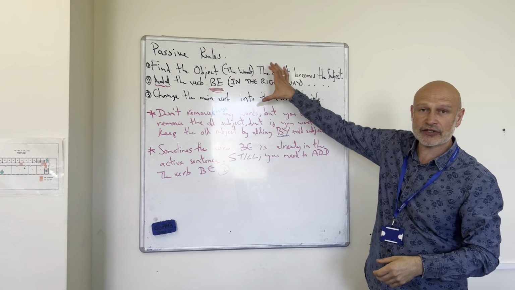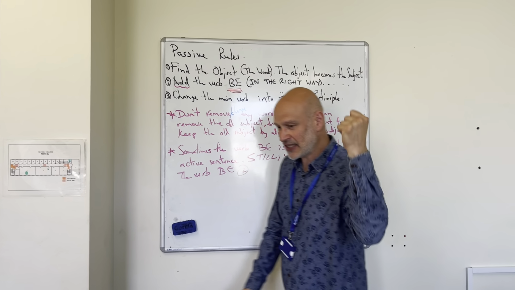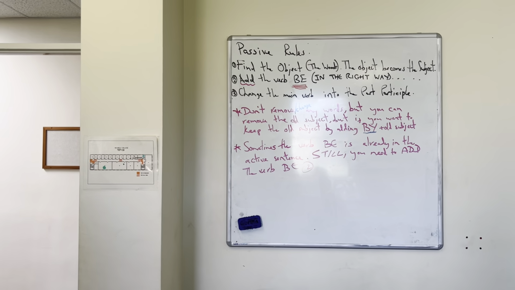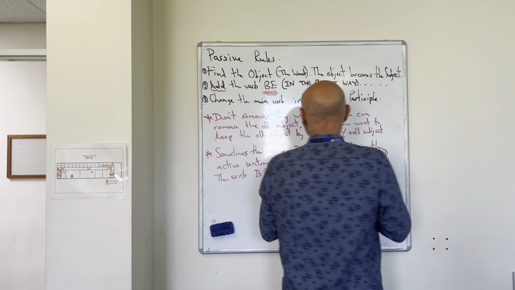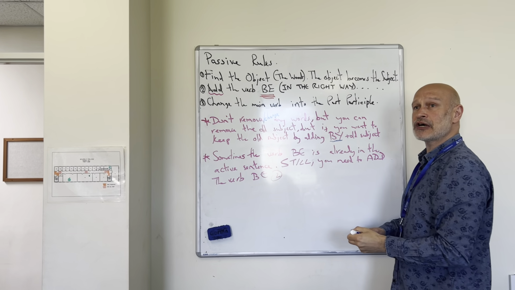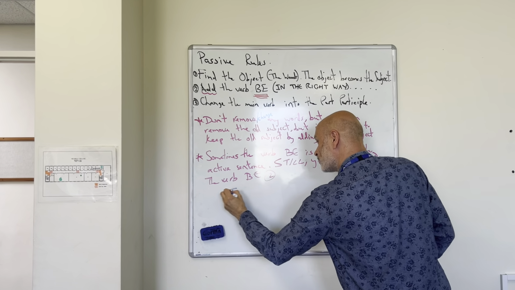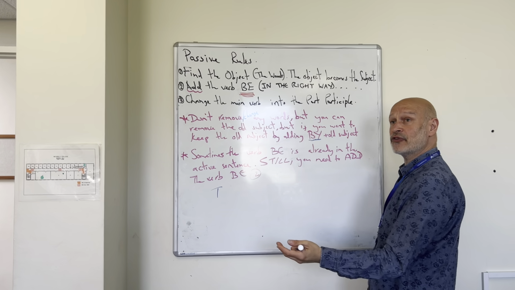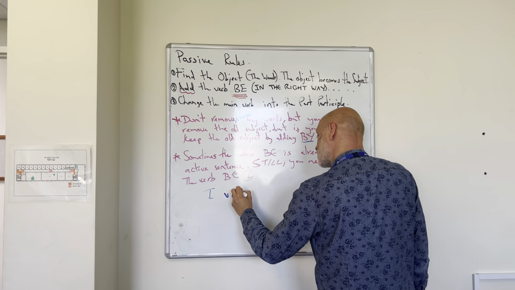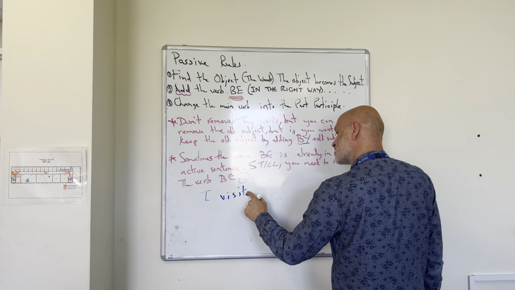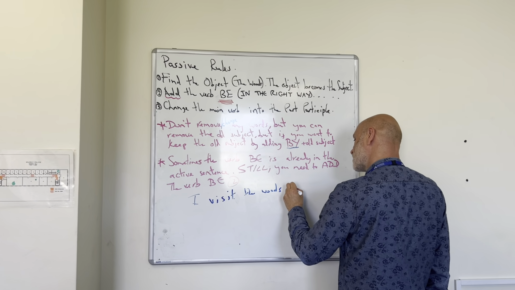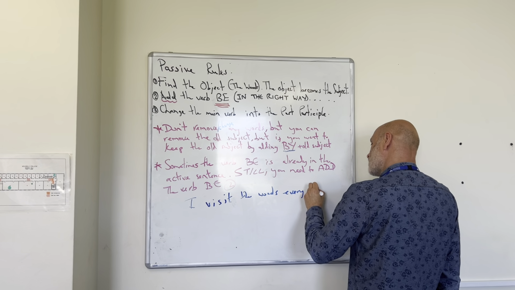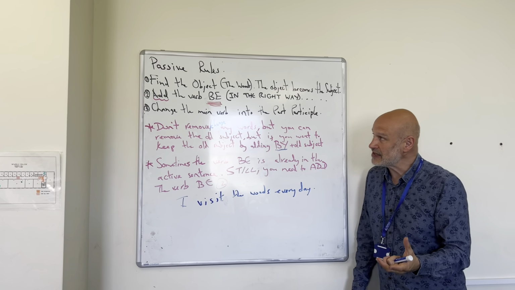So here are the standard rules of passive. Keep it focused there for a second. I'll just grab a pen. Here are the standard rules. We need to find the object of a sentence, and we were using this example. I visit the woods every day. Sorry about my writing. And this is a present simple sentence.